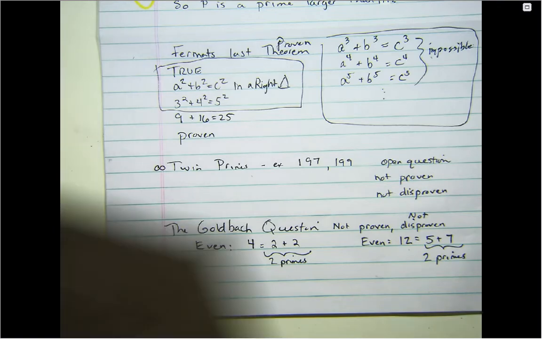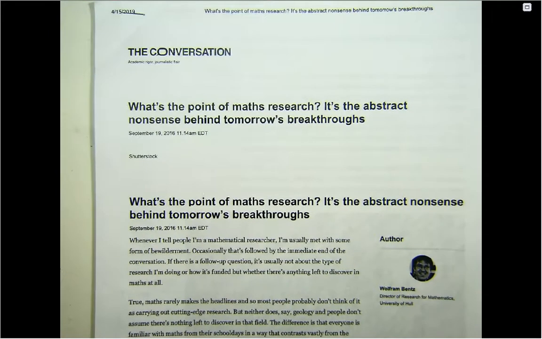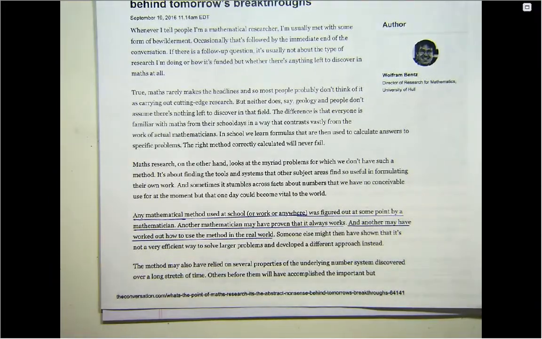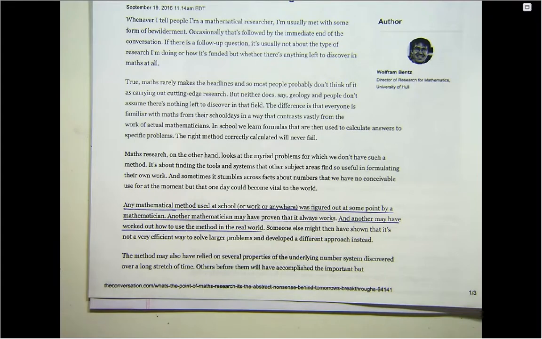So this is a discussion on the conversation, and it's about mathematical method, which I talked with you about briefly. Any mathematical method used at school or work or anywhere was figured out at some point by a mathematician. Another mathematician may have proven that it always works, and another may have worked out how to use the method in the real world. Someone else might then have shown that it's not a very efficient way to solve larger problems and developed a different approach instead.